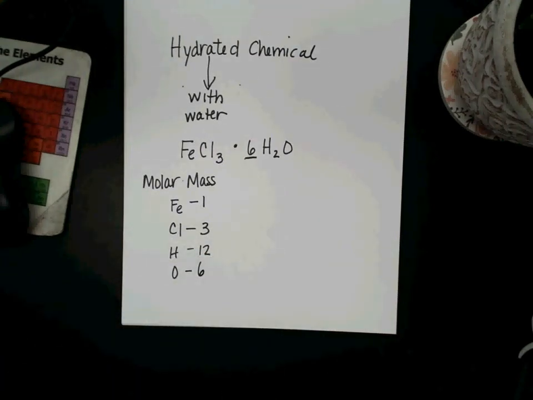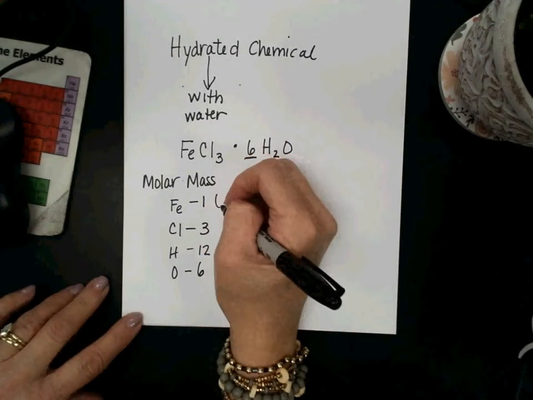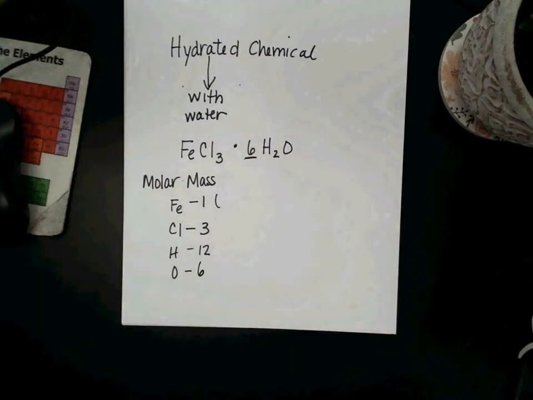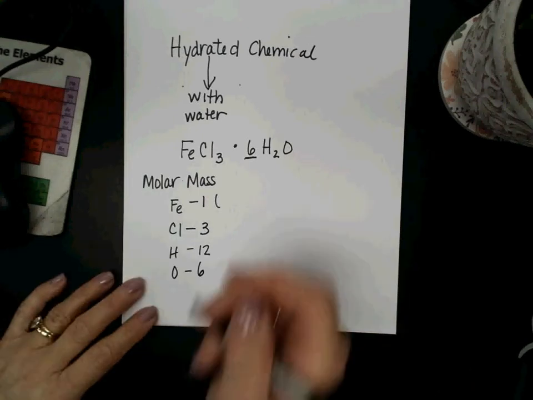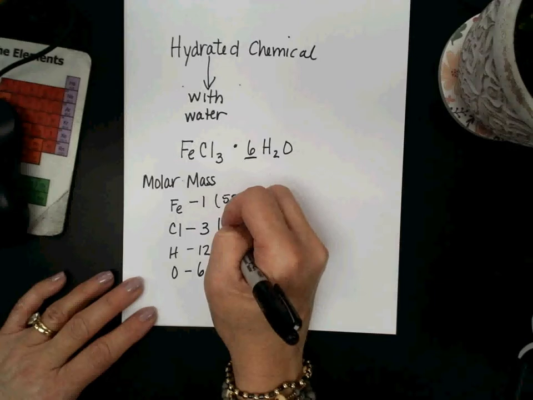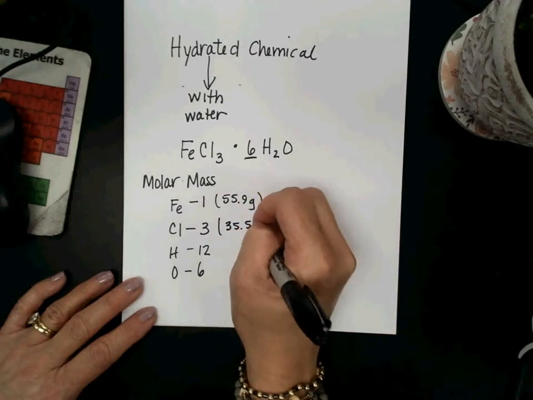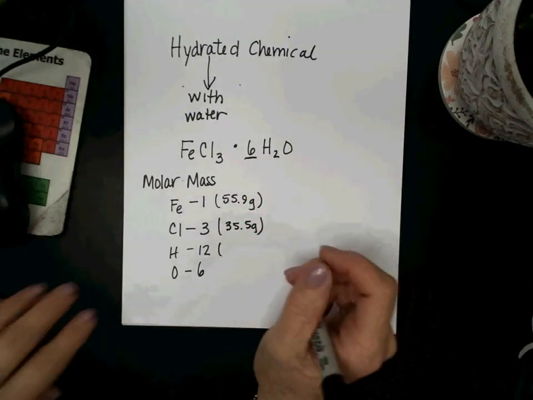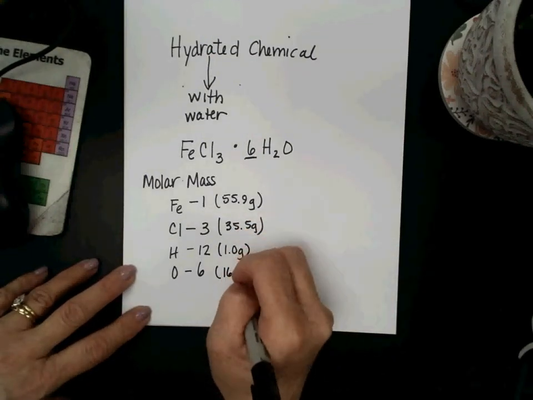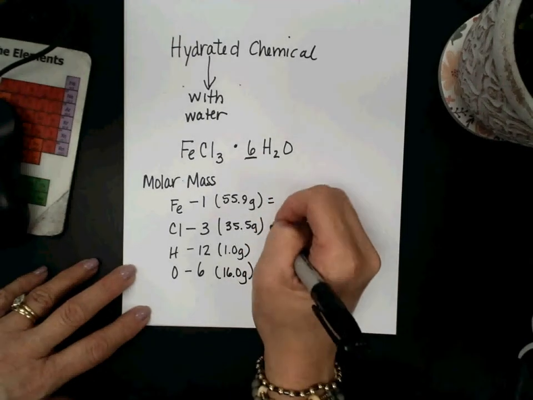So I have to go back to my periodic table and I have to find them. So everybody find iron. Ty, what'd you get for iron? 55.9? Okay. Evan, what'd you get for chlorine? 35.5. Yep. And you'll get to the point where you use hydrogen and oxygen enough, you'll memorize them. So go through and find your part of each.